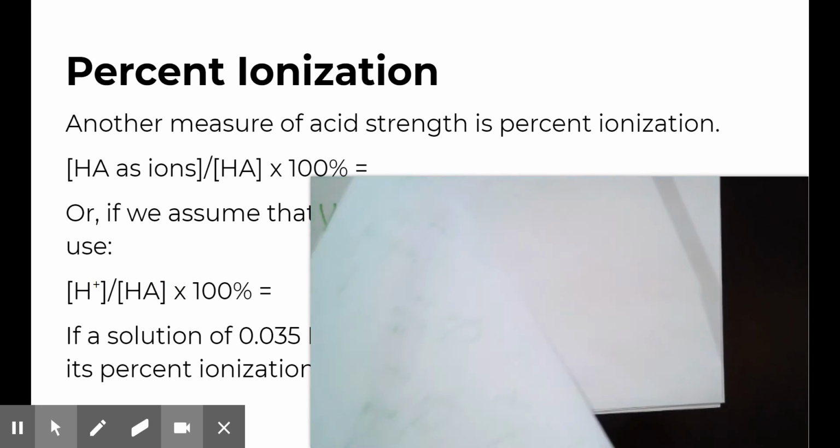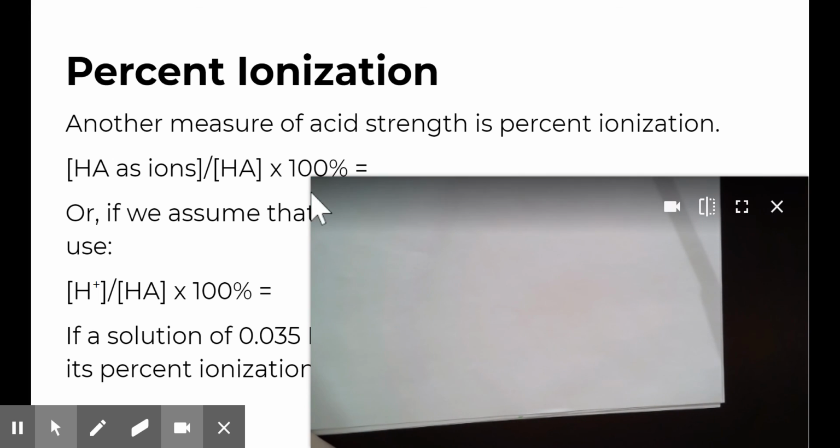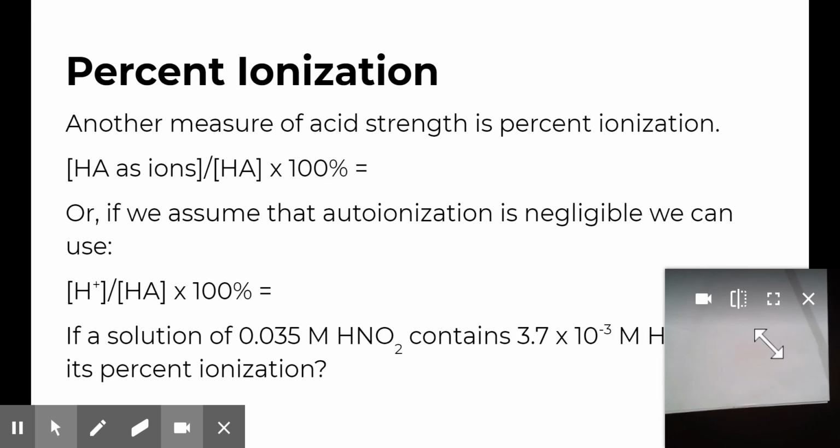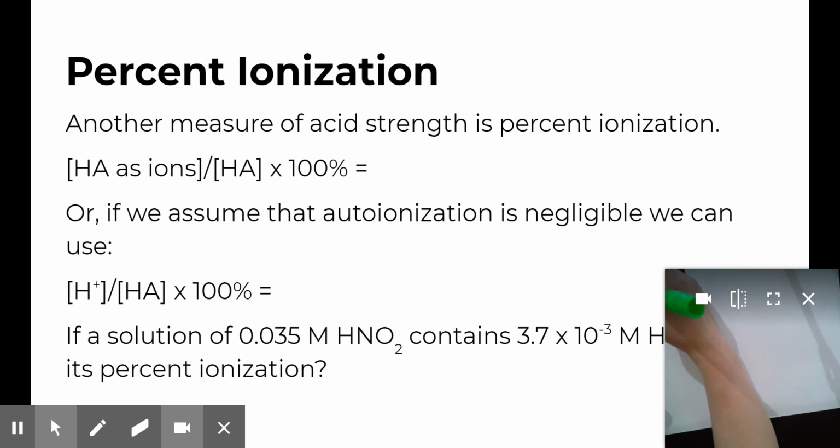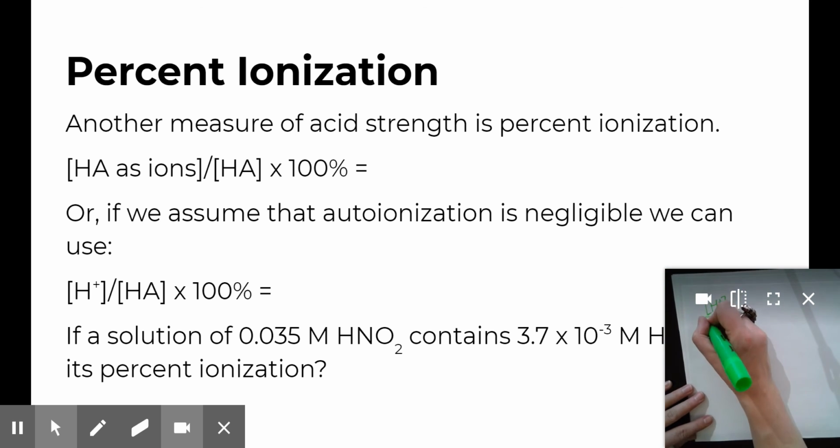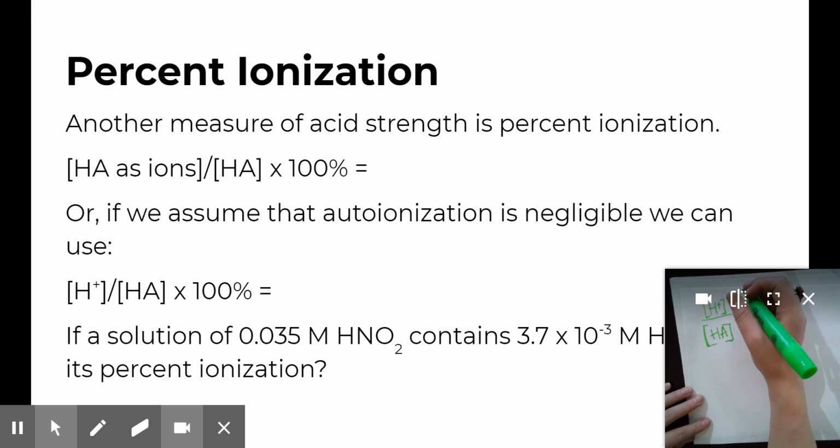Let's just talk really quickly about something called percent ionization. So all percent ionization is, it's just another way that we can think about how we measure acid strength. So what you do, you take the number of ions coming from HA, right? Usually we just call it H plus. You just use the hydrogen ion concentration. You put that over the concentration of original HA, the initial, and you multiply that by 100% because this would be a decimal, so we multiply by 100%.